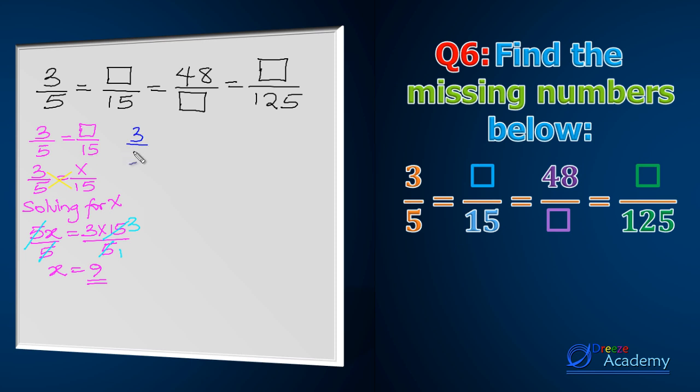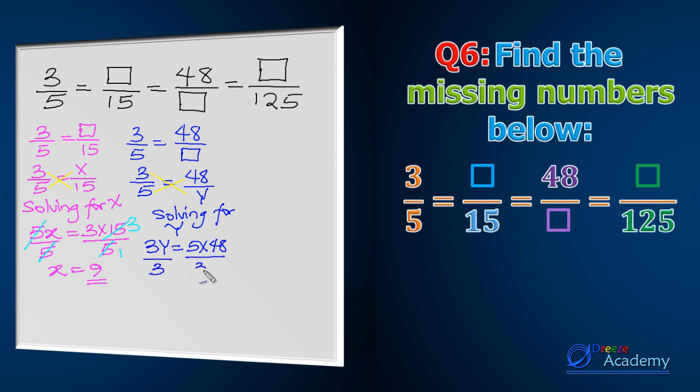Therefore, 3 over 5 equal to 48 over missing number becomes 3 over 5 equal to 48 over y. Cross multiplying again, we will have 3 times y equals 3y equal to 5 times 48. Solving for y, we will divide both sides by 3. That is 3 into 3, while 3 into 48. Hence, the value of the missing number y is 80.